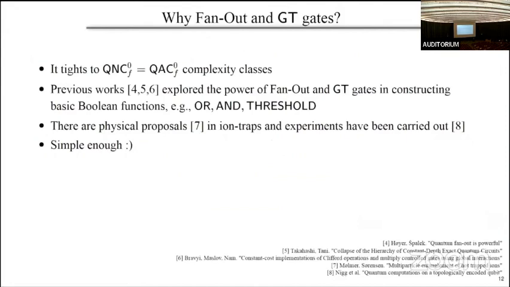And why these? First, because they tie very nicely to nice complexity classes that other people are going to be talking about in the next talks, which are QNC0F and QAC0F. And many previous works have explored the power of fan-out and GT gates in constructing basic Boolean functions like OR and threshold. There are physical proposals for this kind of gates in ion traps, and there have been experiments implementing these gates in real life.